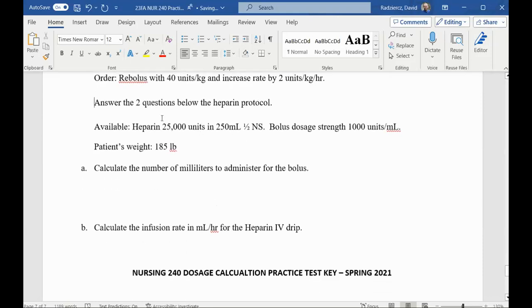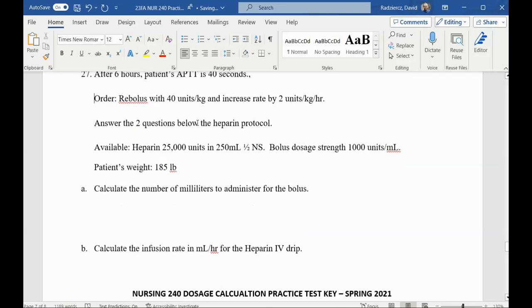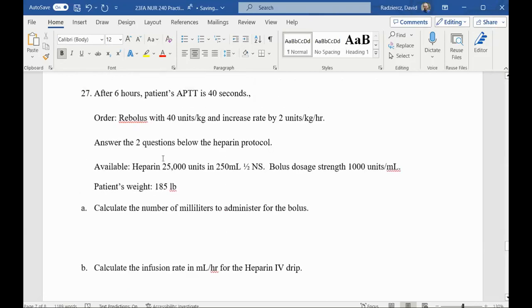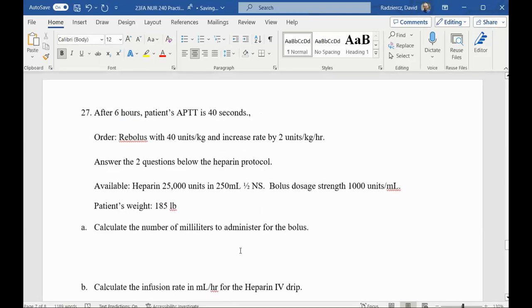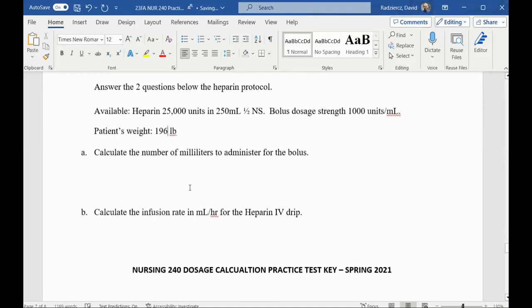All right. So we still have our same available. The only thing now that's different is the order, right? So we're still going to answer the same questions: calculating the new bolus and then calculating the change in infusion rate. Let's do a different weight too, just to add some fun. 196 pounds. So 196 divided by 2.2 gives me now 89.1 kilograms.